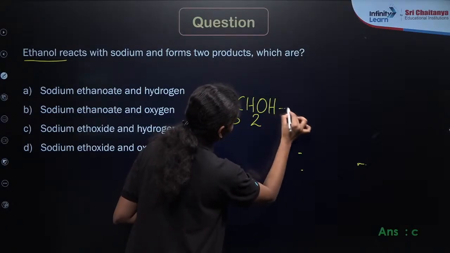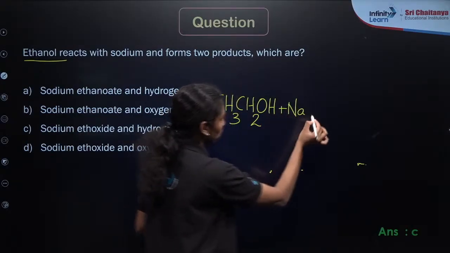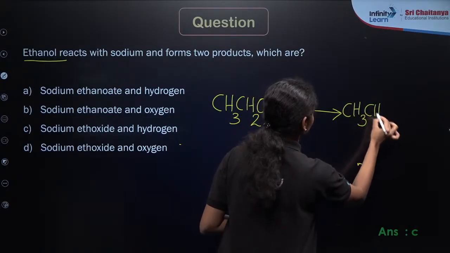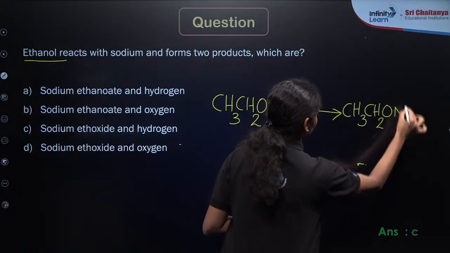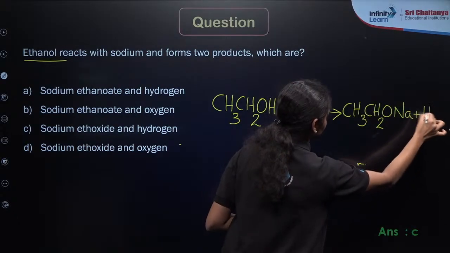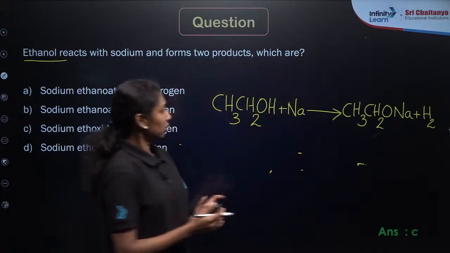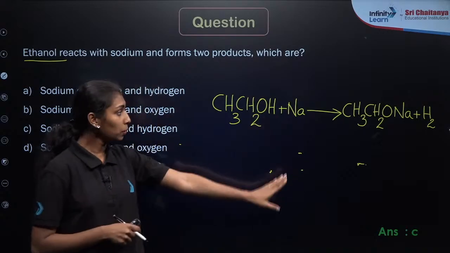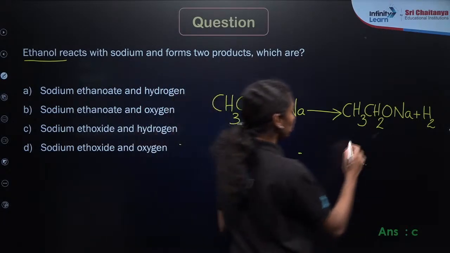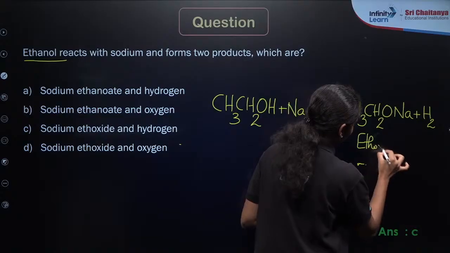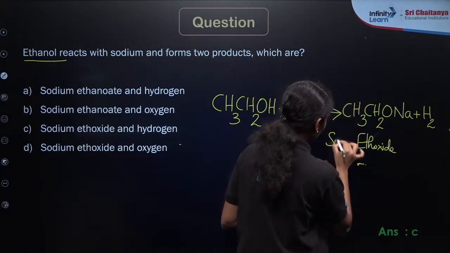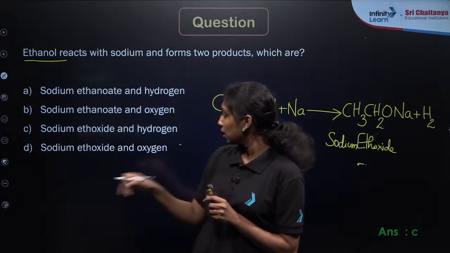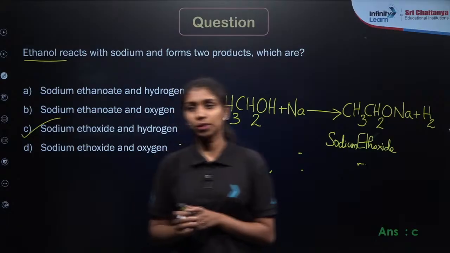It will react with sodium to form, right? So this is not a balanced chemical equation. This is the reaction whenever ethanol is treated with sodium to form the corresponding ethoxide. Sodium ethoxide plus hydrogen, right? So what will be our answer? It will be option C. Is there any doubt?